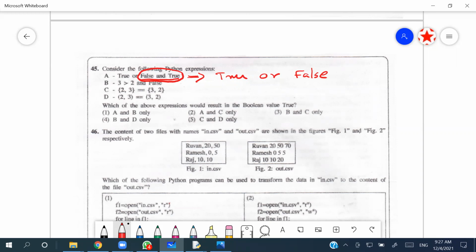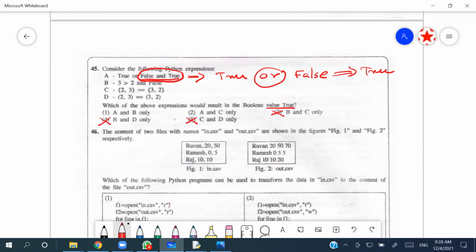So true or false will happen. Then regarding the or operator, if either of the operands is true, the answer is going to be true. Right, so the question they are asking is, which of the above expressions would result in the Boolean value true? So the first one will definitely give you true, so A should be in your answer. By figuring that out, the third one is out, the fifth one is out, and the fourth one is out. Right?